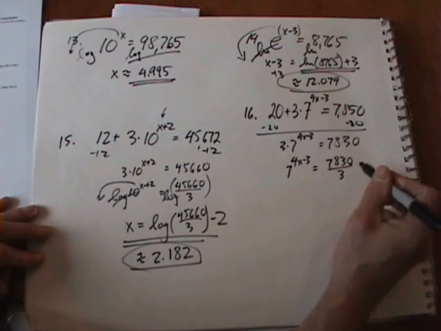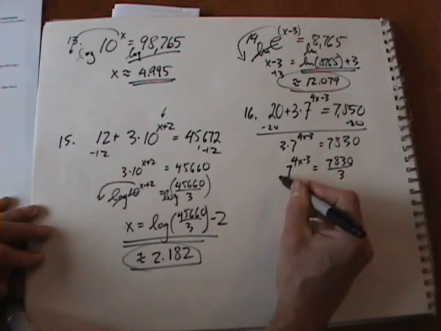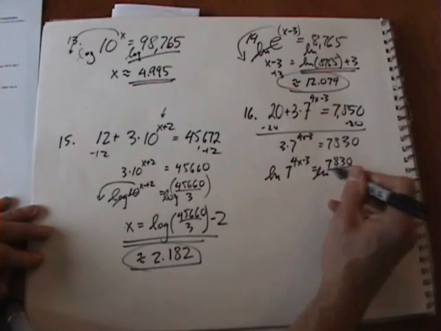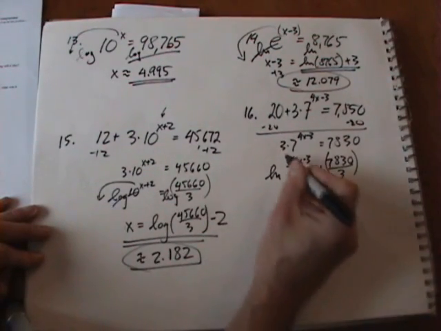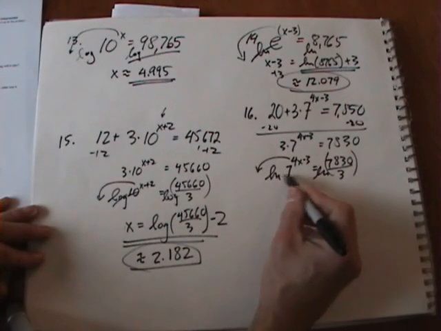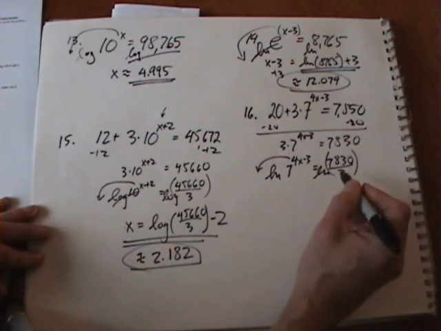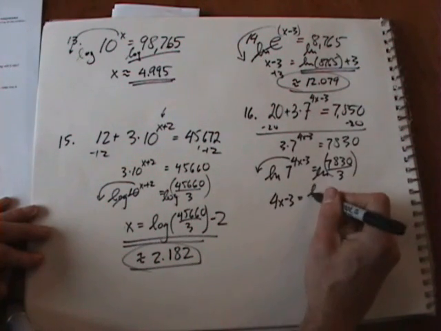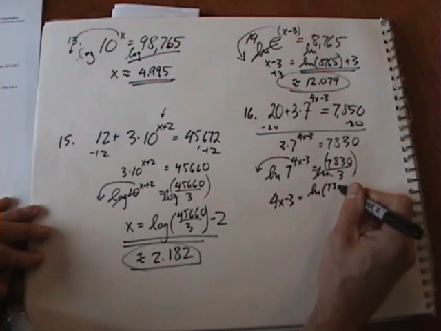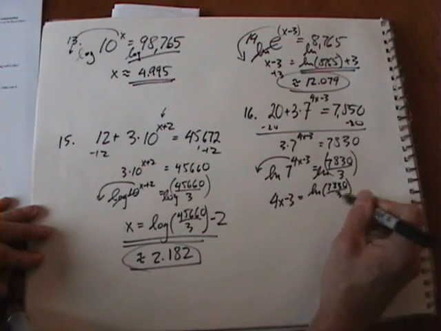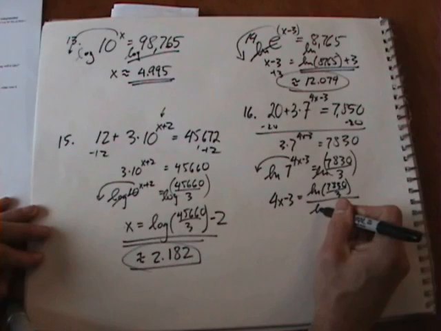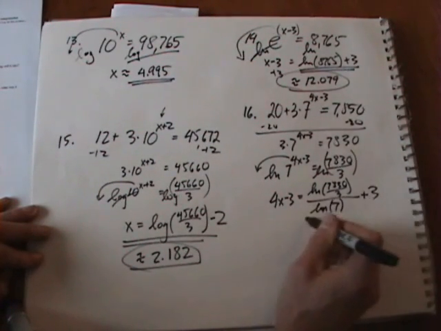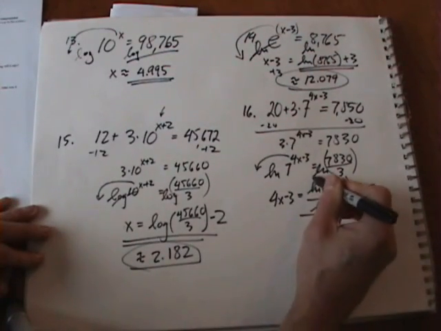7 to the 4x minus 3 power is equal to 7830 divided by 3. So now I can take the log, either the common log, base 10, or the natural log. I'll use ln, and I'm getting closer because this goes out front. This does not disappear, but I can divide both sides by this. So I get 4x minus 3 is equal to this mess, ln of 7830 over 3, the whole thing over the ln of 7, and then I just add 3 and divide the whole thing by 4. All right.